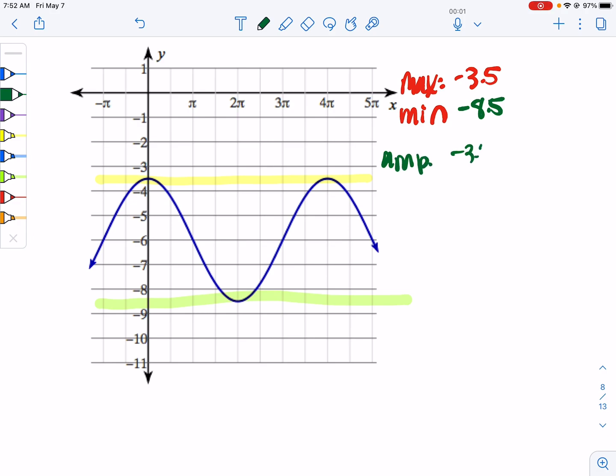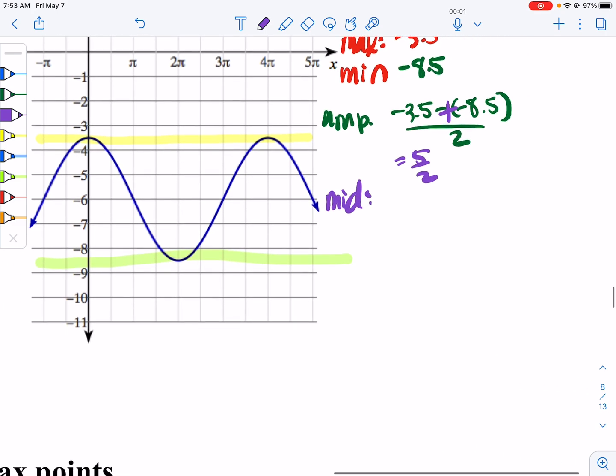So that means that our amplitude is negative 3.5 minus a minus 8.5, cut in half. So remember, a minus turns to a plus. So we have negative 3.5 plus 8.5, which gives us 5. And then we're cutting that in half, so 2.5. The midline will be the min, which is the negative 8.5, plus the 5/2, which is 2.5. So if we do negative 8.5 plus 2.5, or 5/2, then that gives us negative 6.